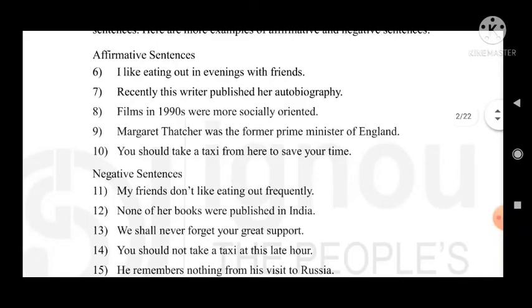Recently this writer published her autobiography. Already the writer published her autobiography. Films in the 1990s were more socially oriented, so all the films of the 1990s were socially oriented. Margaret Thatcher was the former Prime Minister of England. So here it is also an affirmative sentence.